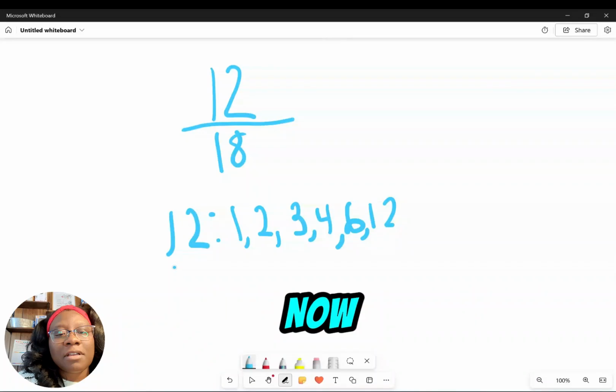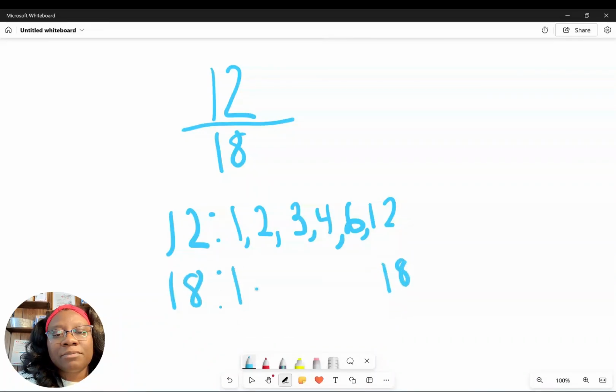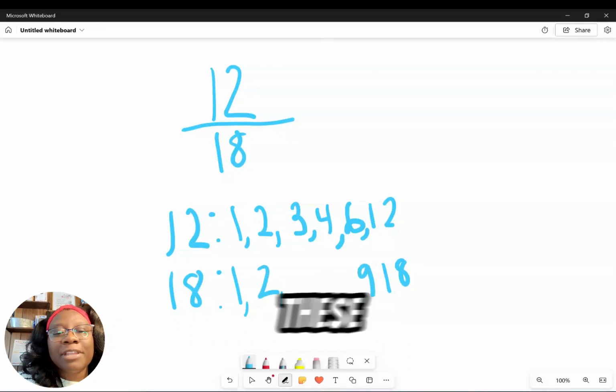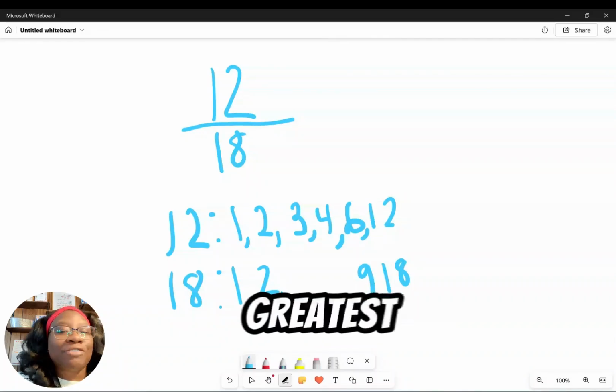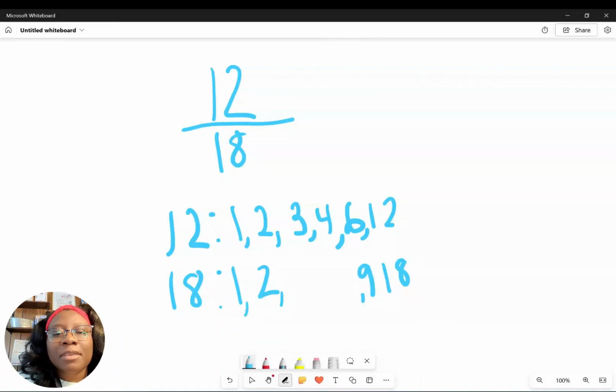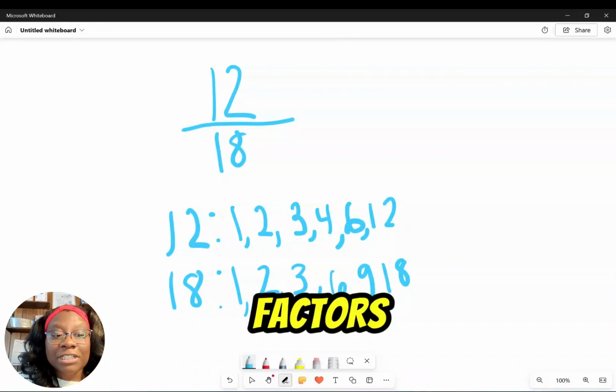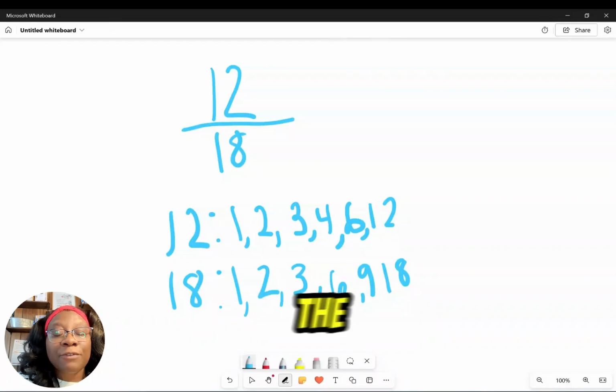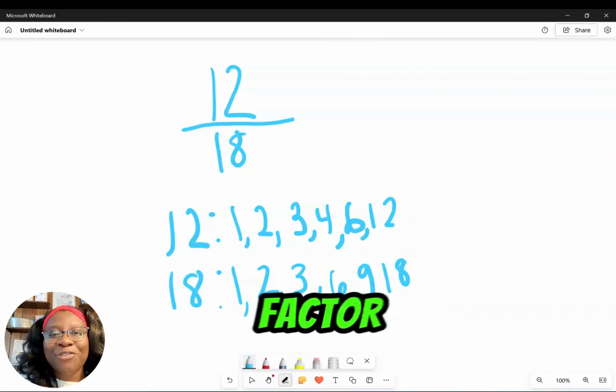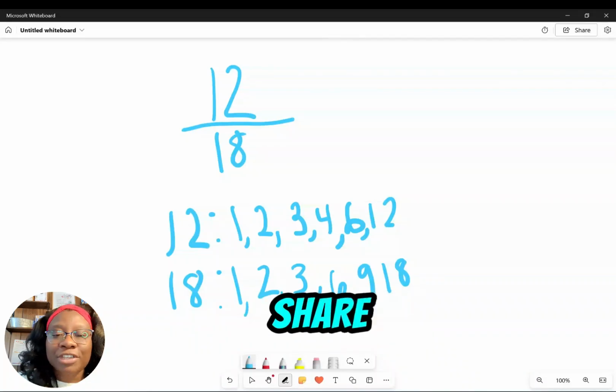So now let's list the factors of 18. 1 times 18, 2 times 9. I'm putting these in order just so it's easier to help me see which number is the greatest factor. And then we have 3 times 6. As you can see, there are several factors that these both share, but we are looking for the greatest common factor that they share. And so the greatest common factor that these numbers both share is 6.